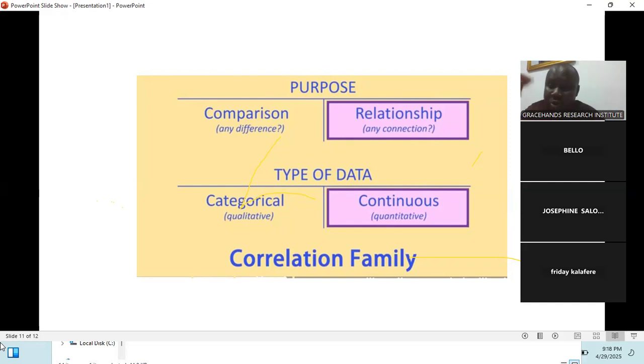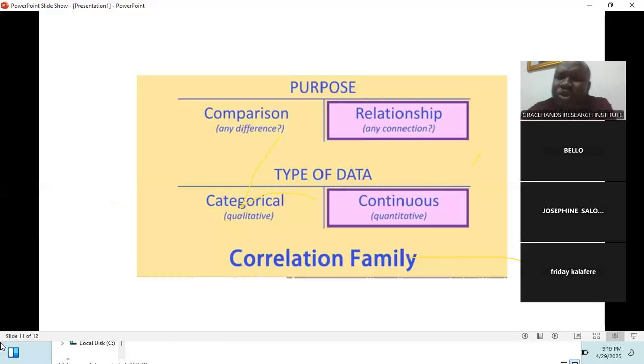Then the two variables must be continuous. Must be continuous. That's why I told us that time that when you're formulating your questionnaire and trying to collect your data, and you are planning to use correlation, make sure the data you are collecting, or you design the questionnaire, in a way that it will be continuous. Am I making sense? To be continuous?